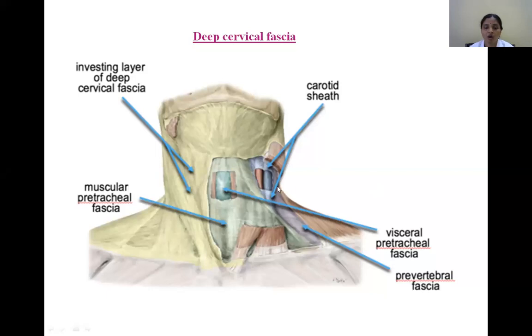Clear? So on their course, these pretracheal and prevertebral layers enclose the vascular compartment. This fascial envelope around the great vessels of the neck is known as the carotid sheath. The carotid sheath extends from the base of the skull down to the root of the neck. It is enclosing the common carotid artery, internal carotid artery, but not the external carotid artery, and the great vein of the neck, the internal jugular vein. In this way, the deep cervical fascia is forming a fascial envelope for the carotid sheath.